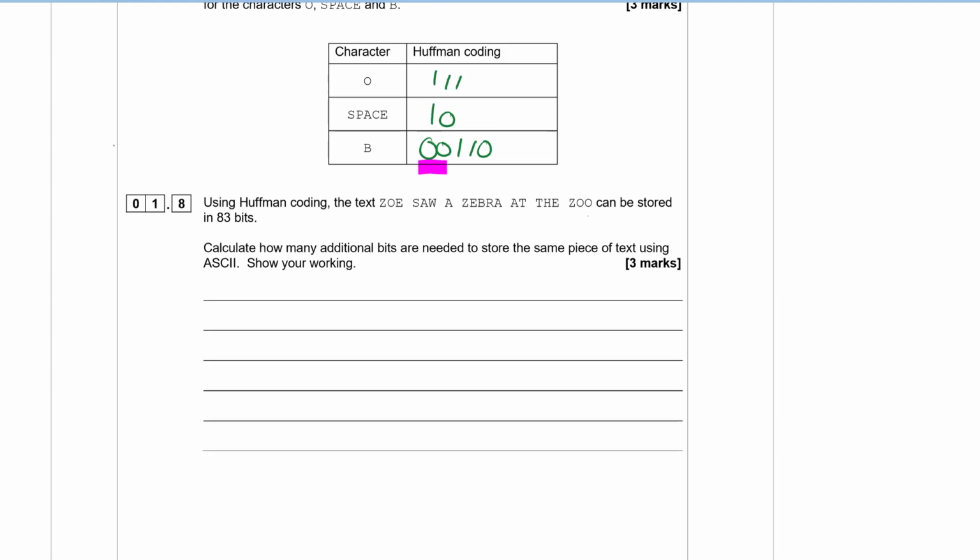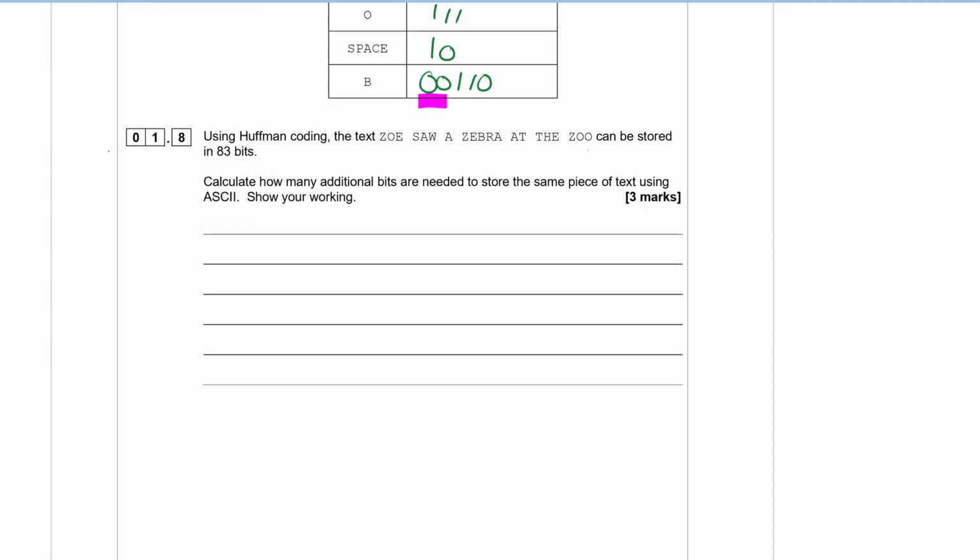1.8 is a really common follow-up. This one actually is a bit more of a tame version of what you could get. So here we need to calculate how many additional bits are needed to store the same piece of text using ASCII, and it tells us that using Huffman coding, this text can be stored in 83 bits. So Huffman leads to it being stored in 83 bits.